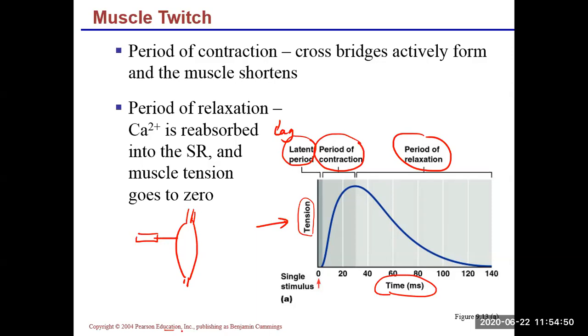Up to this point, you have the latent period. There's no contraction, there's no movement. Here we have the actin filament, and here the myosin head is attaching to it. They're not moving yet, and we're slowing down the time.